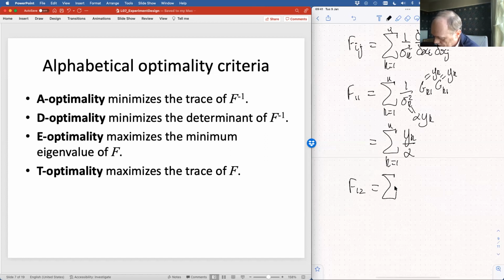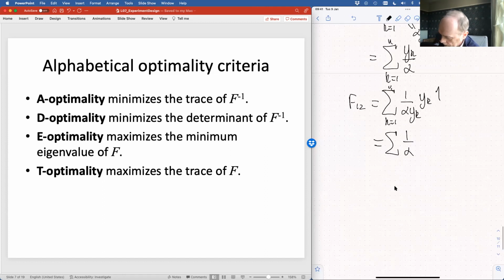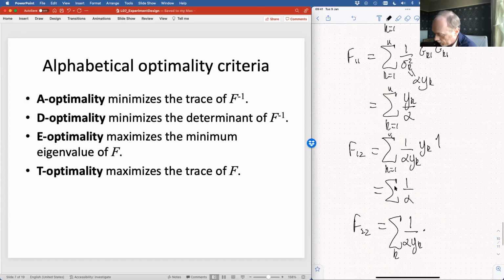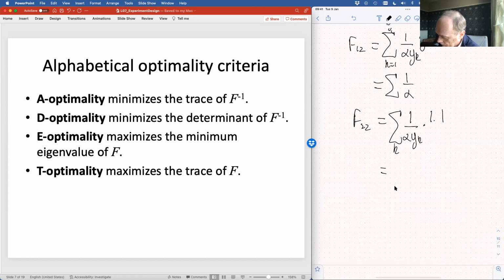Okay, let's do the same thing for F12. Again, 1 over sigma squared K, which is alpha YK, but now we're going to have GK1 times GK2. GK1 is YK, but GK2 is just 1. So for F12, we end up with the sum of just 1 over alpha. And lastly, F22: again sum over K, 1 over our sigma K squareds, which are alpha YK, and then GK2 twice, both of which are 1, so 1 times 1. So we end up with the sum over K of 1 over alpha YK.